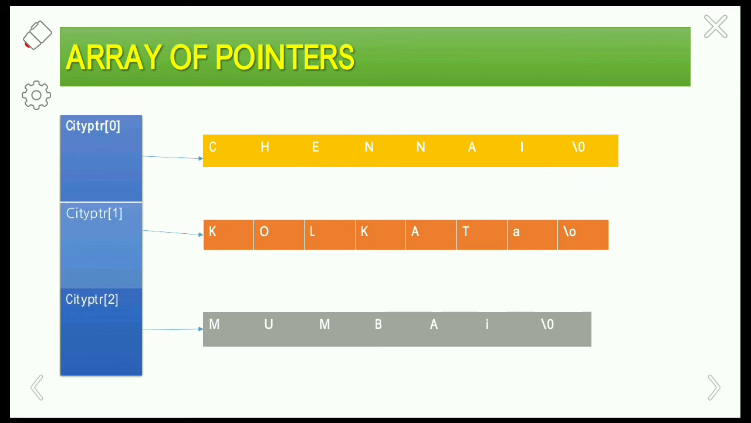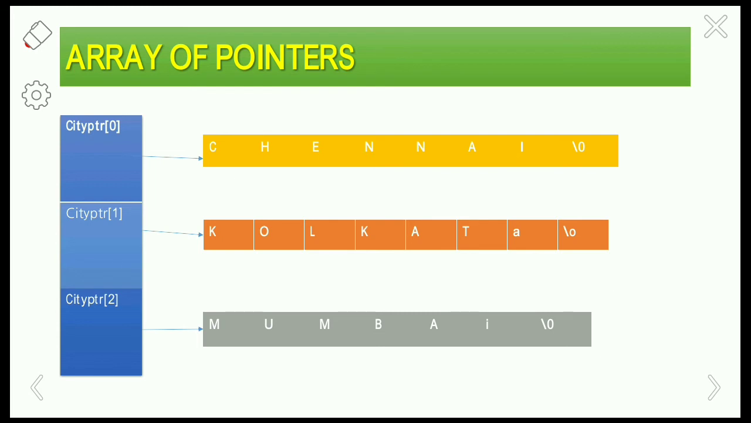Okay, so since we are going to store the strings in the given array, we have to insert the null character at the end of the string, which denotes the end of the string. Similarly, city pointer of 1 equals Kolkata, followed by the null character, and city pointer of 2, Mumbai, followed by the null character. So here, if you observe, there is no wastage of space.